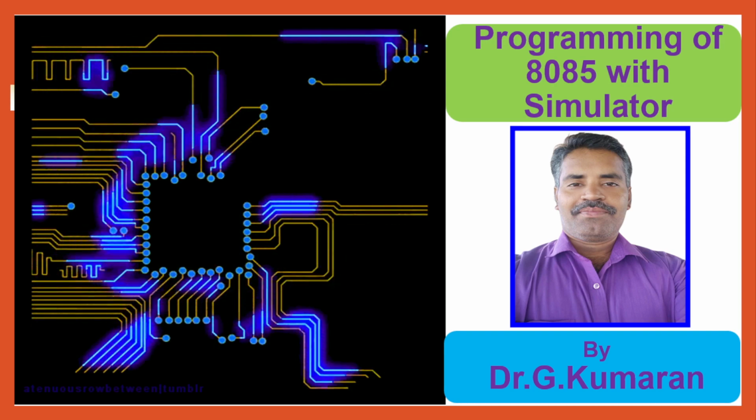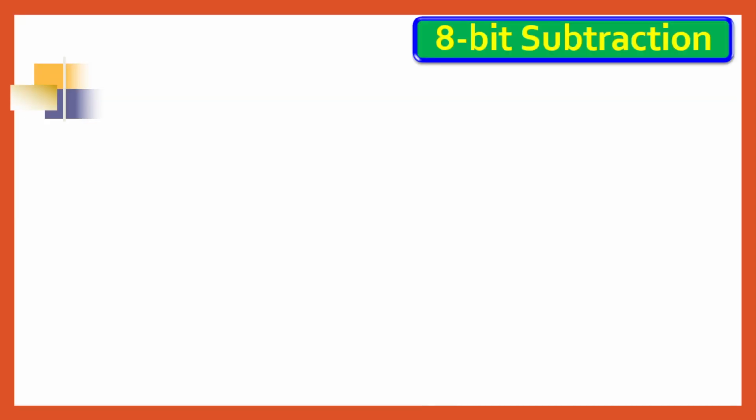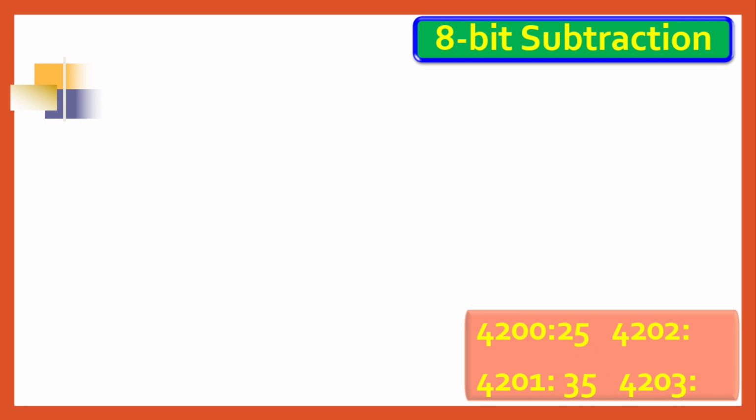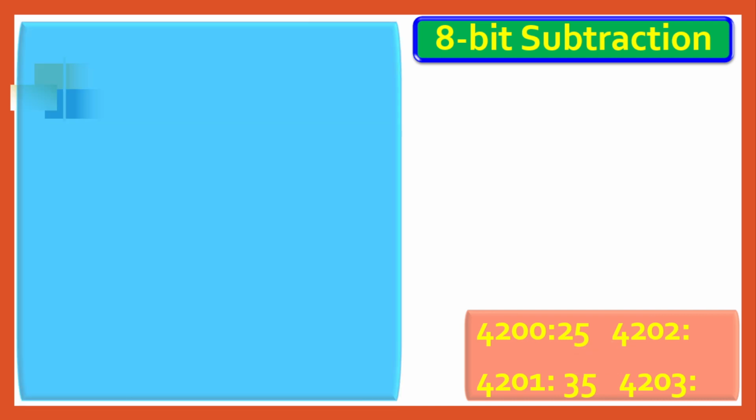We'll start this subtraction. You know that binary subtraction is a tricky one compared to addition, because even though we have a subtractor, how it happens in the microprocessor is a little bit tricky. That we will discuss before the program.